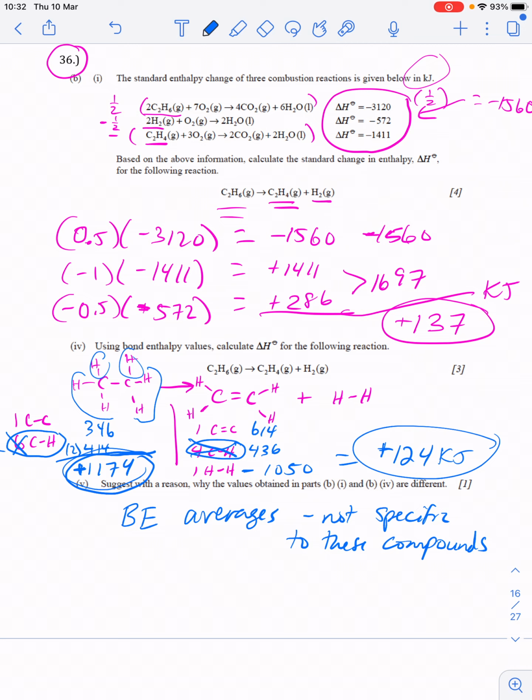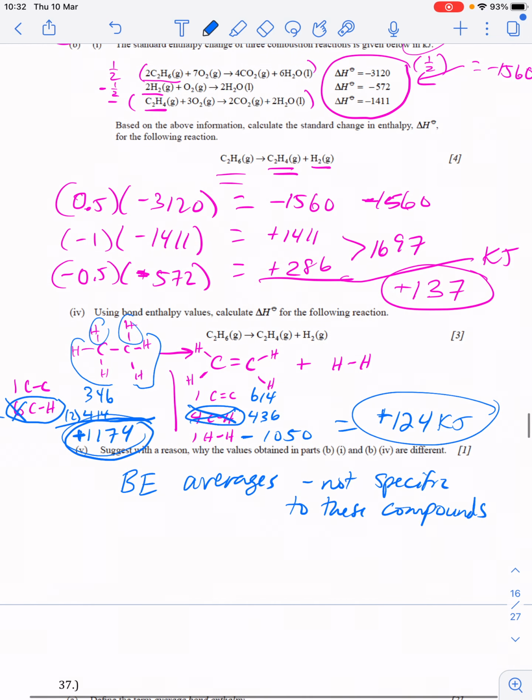But if in one of these reactions they'd listed one of these things as liquid and the other one gas, that difference could be because we're dealing with different states and we haven't taken into consideration condensation or vaporization enthalpy changes. But in this one, all the states are the same, so it must be that the bond enthalpies are averages and not specific. The bond enthalpy one is probably the less accurate one, and the Hess's law one up top is likely more accurate. Okay.